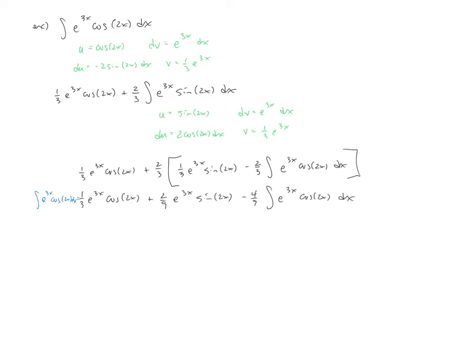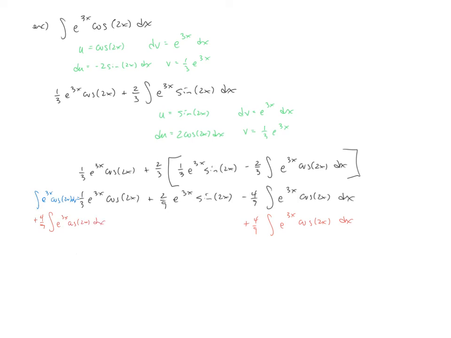And then I'm actually going to add over, since we have an equation, right? We can do the same thing to both sides. I'm going to add over a 4/9 e to the 3x cosine 2x dx. So I'm adding over a 4/9 e to the 3x cosine 2x dx.